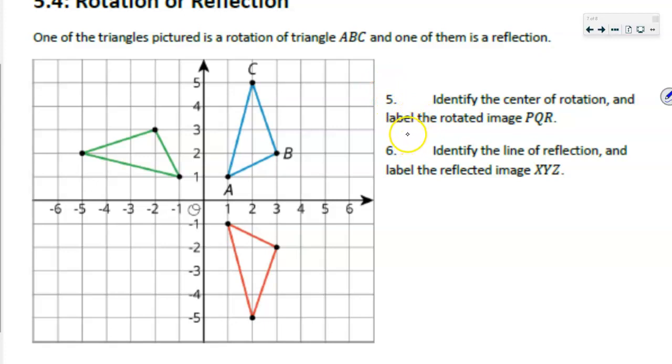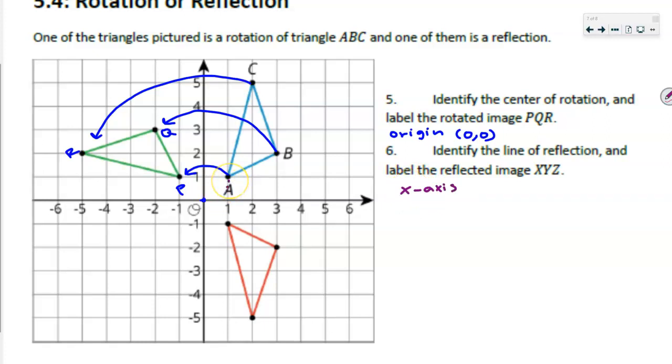All right, the center of rotation is going to be the origin, or point (0, 0). And I can see that ABC rotates 90 degrees counterclockwise. I can see where each of those points has gone to. So I am going to call this P, Q, and R. The line of reflection is the x-axis.